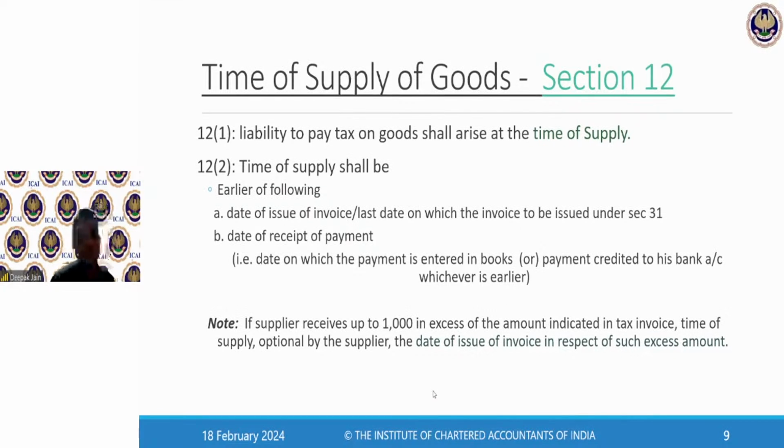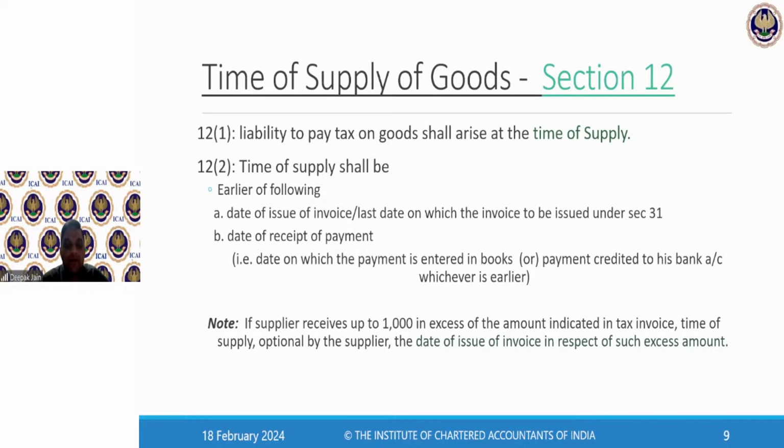Time of supply of goods. The liability to pay tax on goods shall arise at the time of supply. Okay, simple. Liability to pay tax shall arise. When it shall arise, it shall arise at the time of supply.